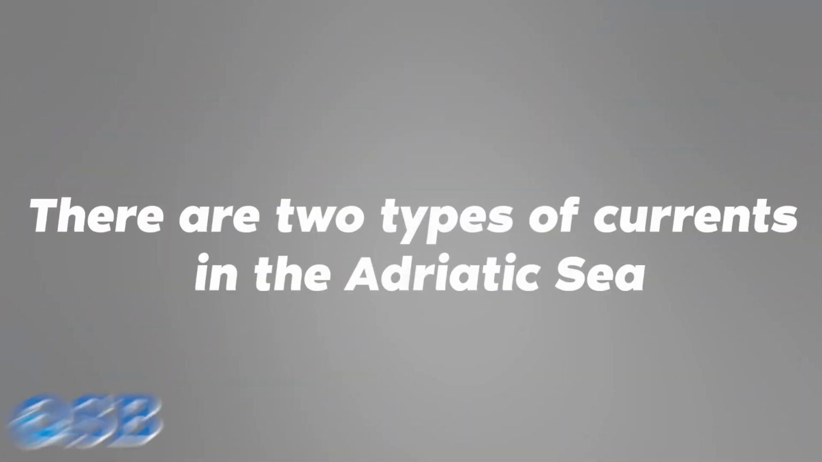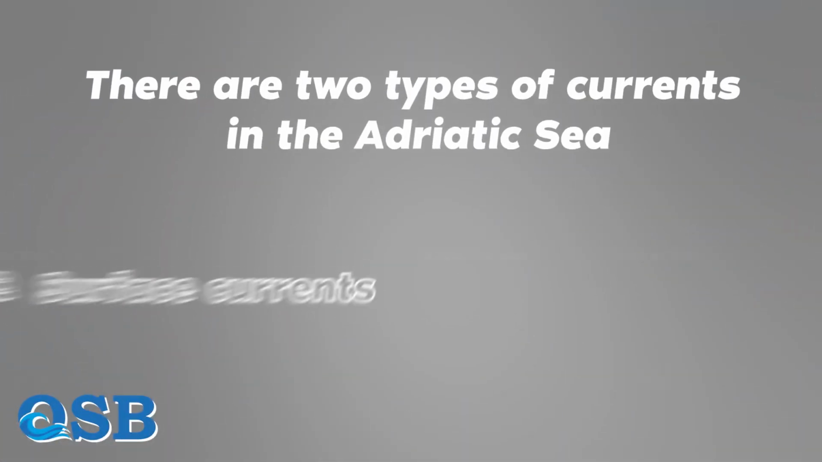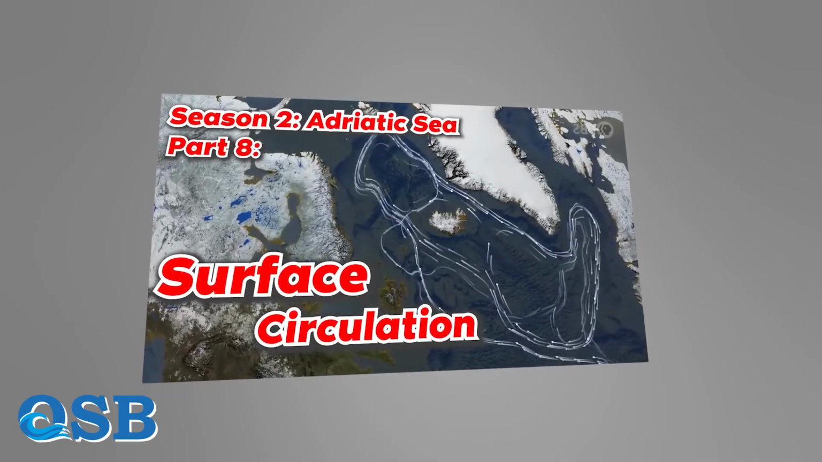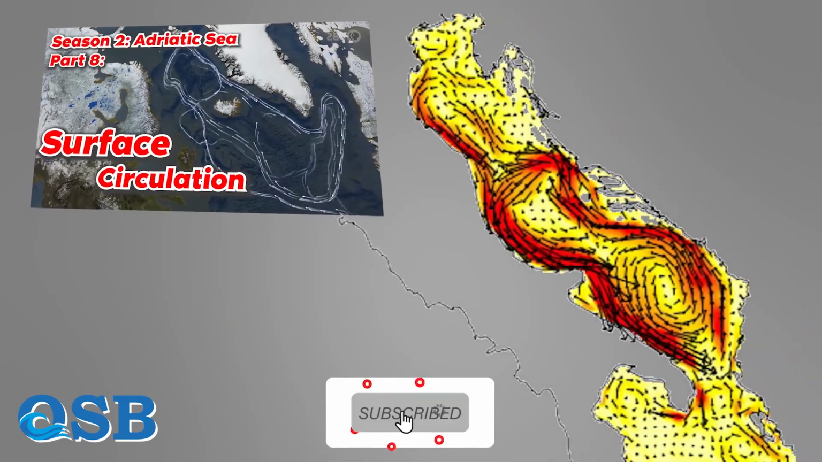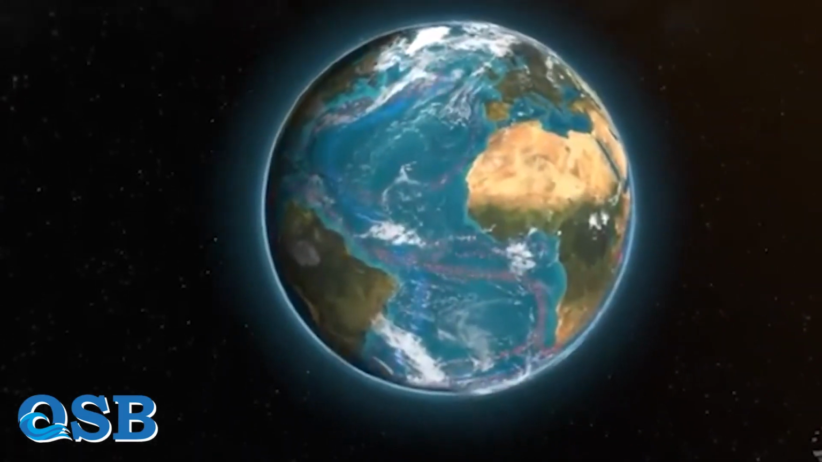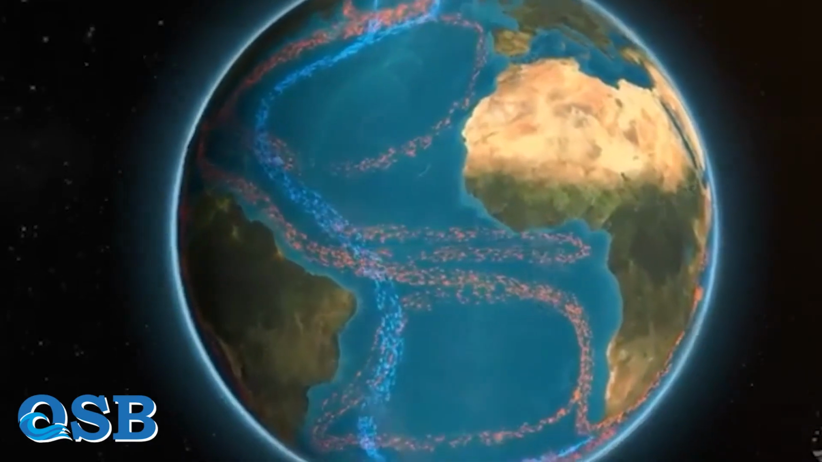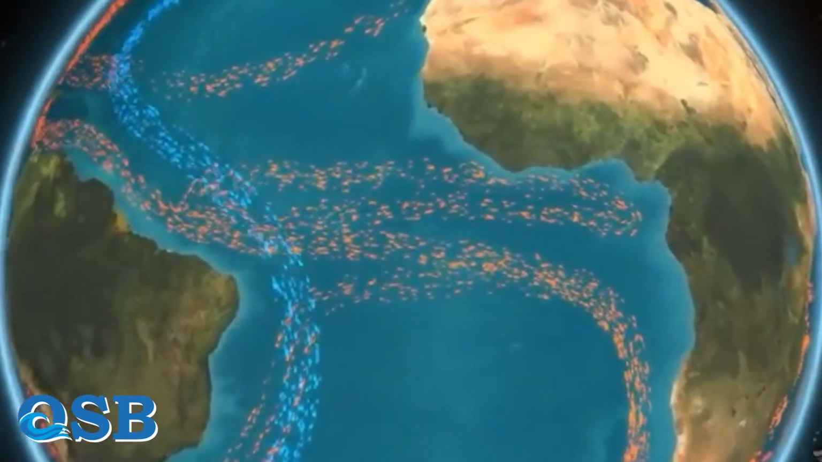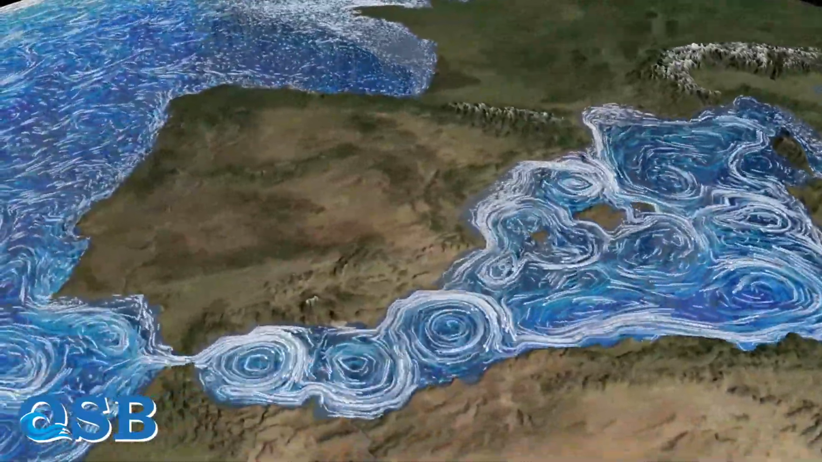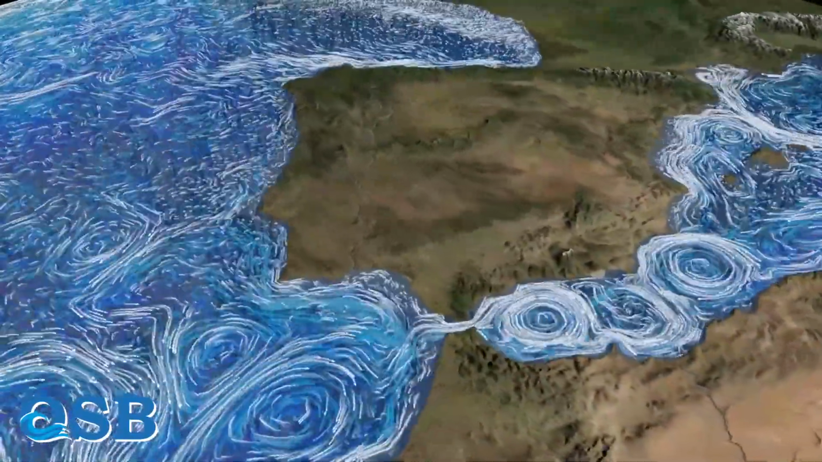There are two types of currents in the Adriatic Sea: surface currents and deep currents. As described in the previous episode, the Adriatic Sea's surface current is cyclonic. In each basin of the Adriatic Sea, there is a cyclonic current named the northern, middle, and southern gyres. Today we are going to talk about the Adriatic Sea deep water circulation.